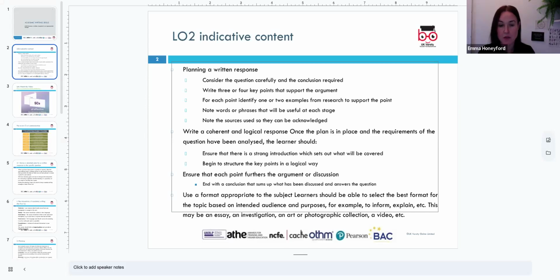The learner should be able to ensure that there is a strong introduction, which sets out clearly what you will cover. I don't know how you like to work, but in the past, I've looked at doing the introduction last, because once I've done the piece of work I can then summarise what I will be talking about. It's good to structure the key points in a really logical way and ensure that each point furthers the argument you're presenting.